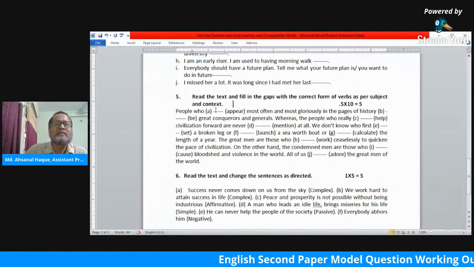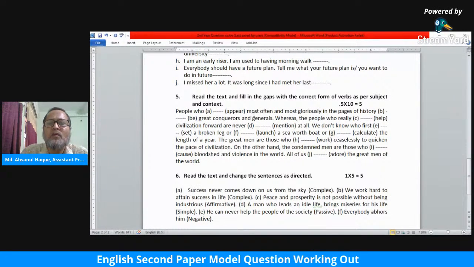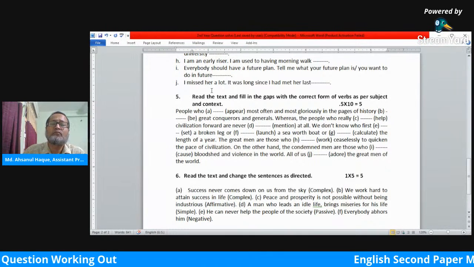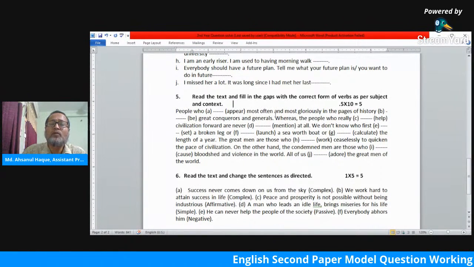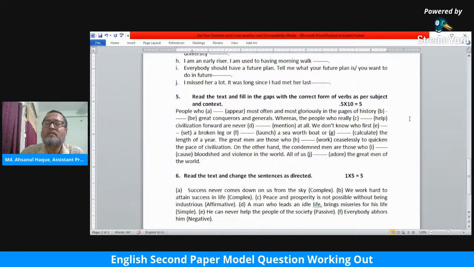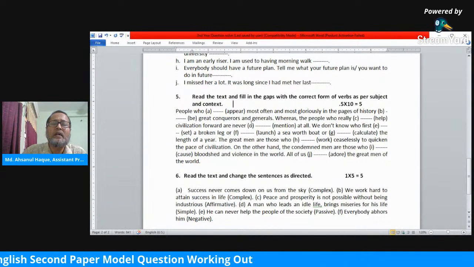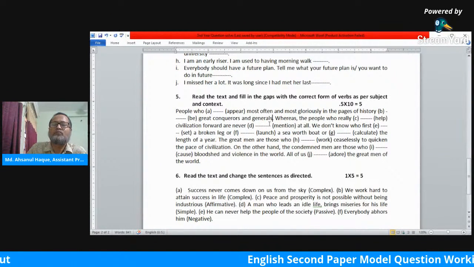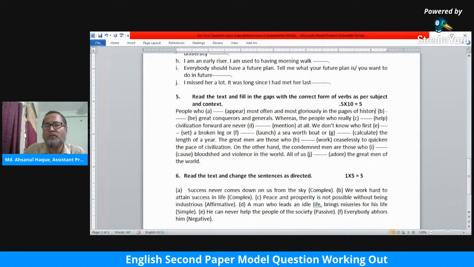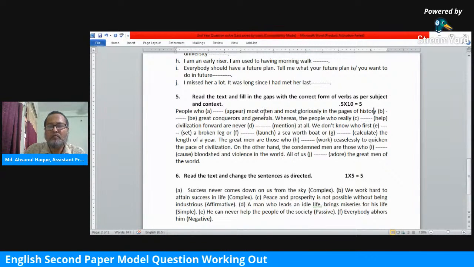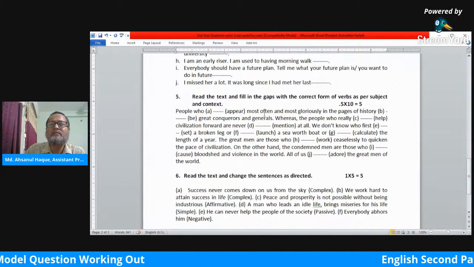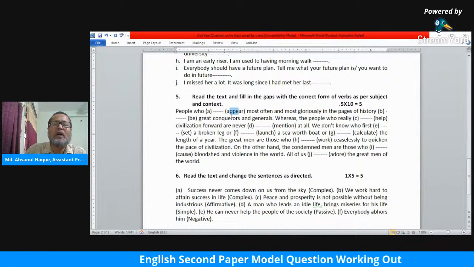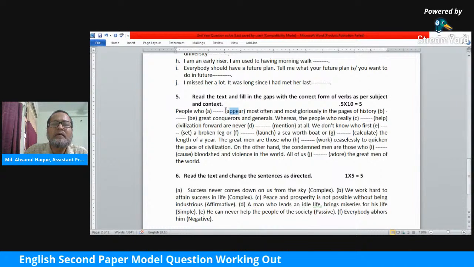Number 5. A right form of verb. Very easy, I think. People who appear most often and most gloriously in the pages of history, be great conquerors and generals. Pages of history are always present before us. So this should be in the present indefinite tense. People who appear.